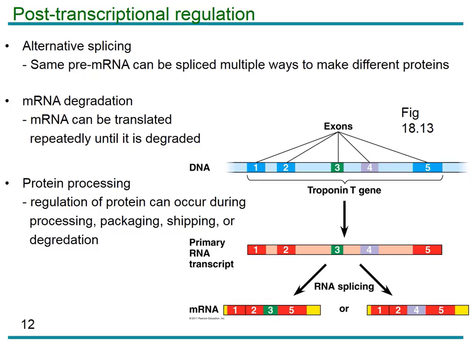Protein levels are also regulated after the protein has been produced through differential processing. The protein regulation can occur through processing or packaging or shipping or degradation. Proteins are processed and shipped by the Golgi apparatus, and the Golgi can control how they are processed. Those proteins often need to be cleaved and assembled into functional proteins from several subunits, and so regulation of the assembly of proteins can affect the regulation of protein function.